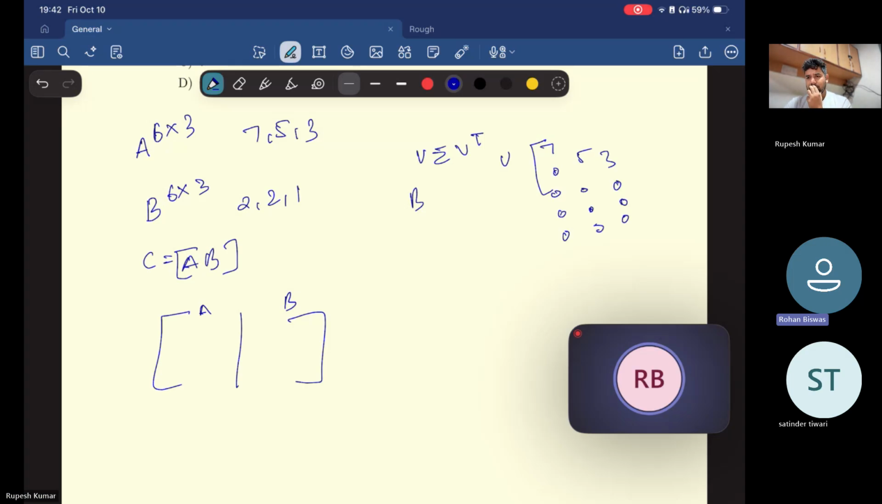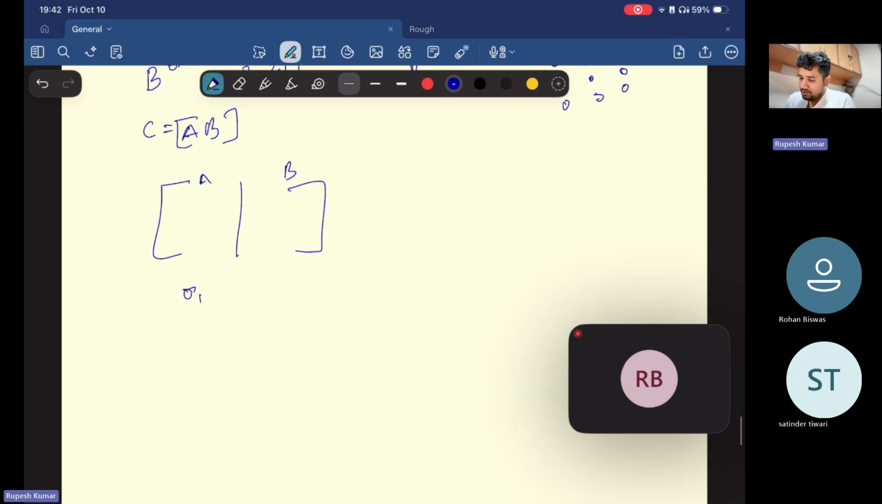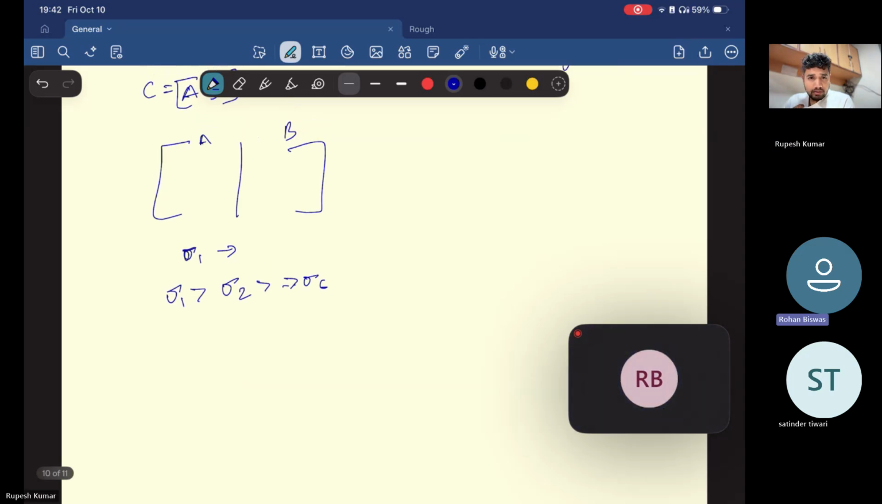Now I was thinking how small can sigma 1 be? The thing is, how to approach this problem: how small sigma 1 can be is essentially saying, first of all you need to know the properties of this SVD. You will see that sigma 1 will be greater than sigma 2, which will be greater than sigma 6, right? Now, they are considering that. So I forgot to mention one thing. Sigma 1, they are considering the maximum singular value of C matrix.